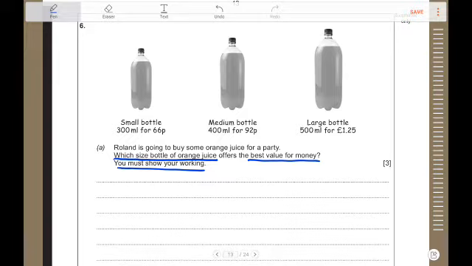You should always show your working anyway, so anybody reading what you've done can understand how you arrived at your answer. There are 2 ways we can do this. We can work out the cost of the orange juice per millilitre, and whichever was the cheapest per millilitre would be the best value for money. But we could also look for a common factor in the sizes of the bottles: 300, 400 and 500.